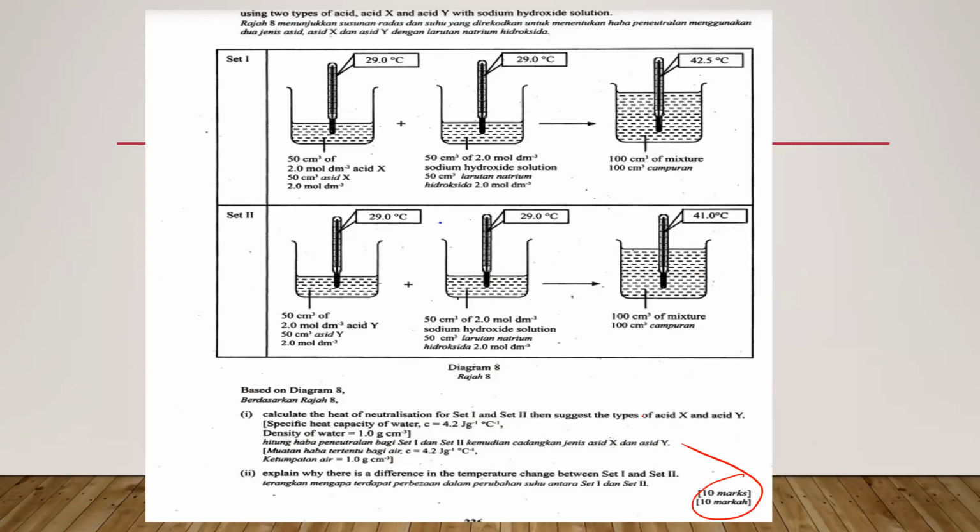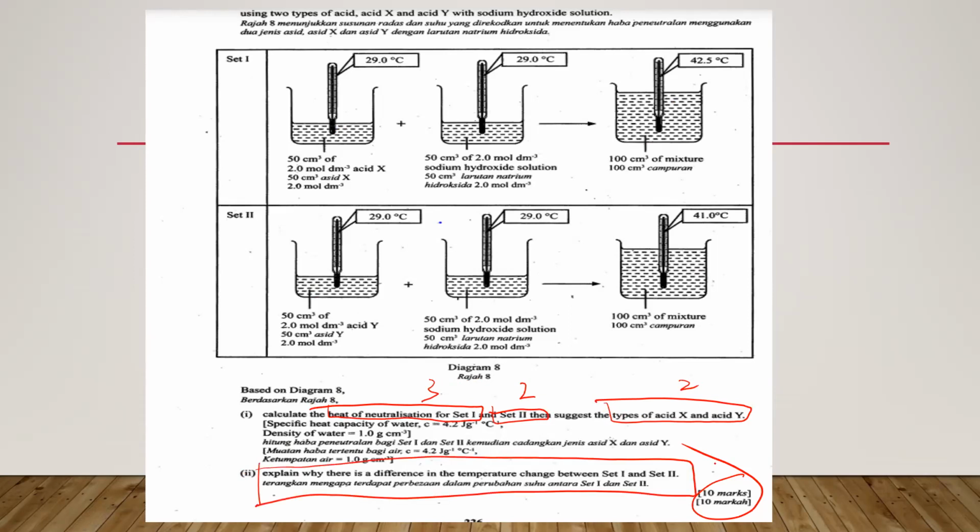You listen to what the question wants here, and I will not give you any help at all. You're supposed to calculate the heat of neutralization for set 1, for set 2. 3 marks here, 2 marks here. Suggest the type of acid for acid X and Y, 2 marks here. The last one is why is there a difference in the temperature change in set 1 and set 2? 3 marks here. Teacher gives you 3 minutes to do this. Can you time again? Okay, start now.